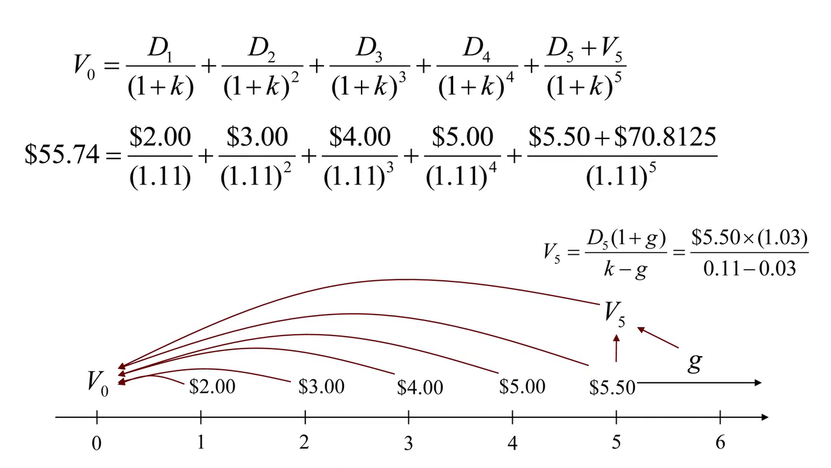That's our forecast. Between now and year 5, we'll receive all of the dividends as we hold the stock. So to get today's value, we just take the present value of all of those cash flows, the dividends, and that terminal value. As you see here, that adds up to $55.74 as we discount all of those cash flows at an 11% required rate of return.